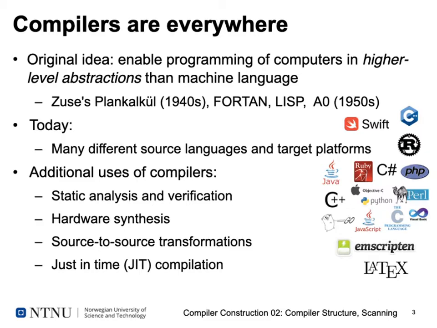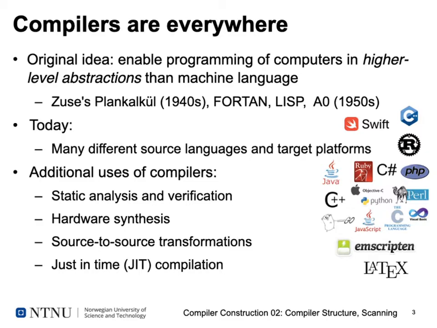But compilers are not only used to translate high-level abstractions into whatever your machine is going to understand, so your binary code. As we've seen in the first lecture of this course, there are also additional uses of compilers. You can do static analysis, so you can figure out and prove properties of a program. You can check for correctness of a program given certain constraints or definitions, which is verification. You can also use compilers to do hardware synthesis, so you have a high-level description of hardware instead of software, and you can create a chip out of this.